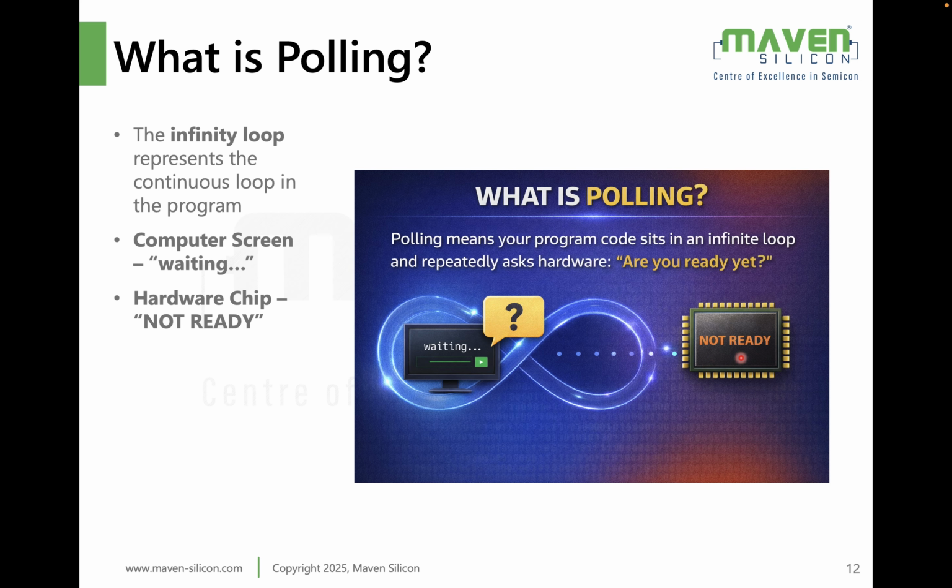Now here, the chip that you see on the right represents the hardware peripheral such as UART, GPIO, sensor, ADC, etc. The device may not be ready yet, but the CPU still keeps checking repeatedly, and this keeps the CPU busy always, which leads to 100% load on the CPU, right?